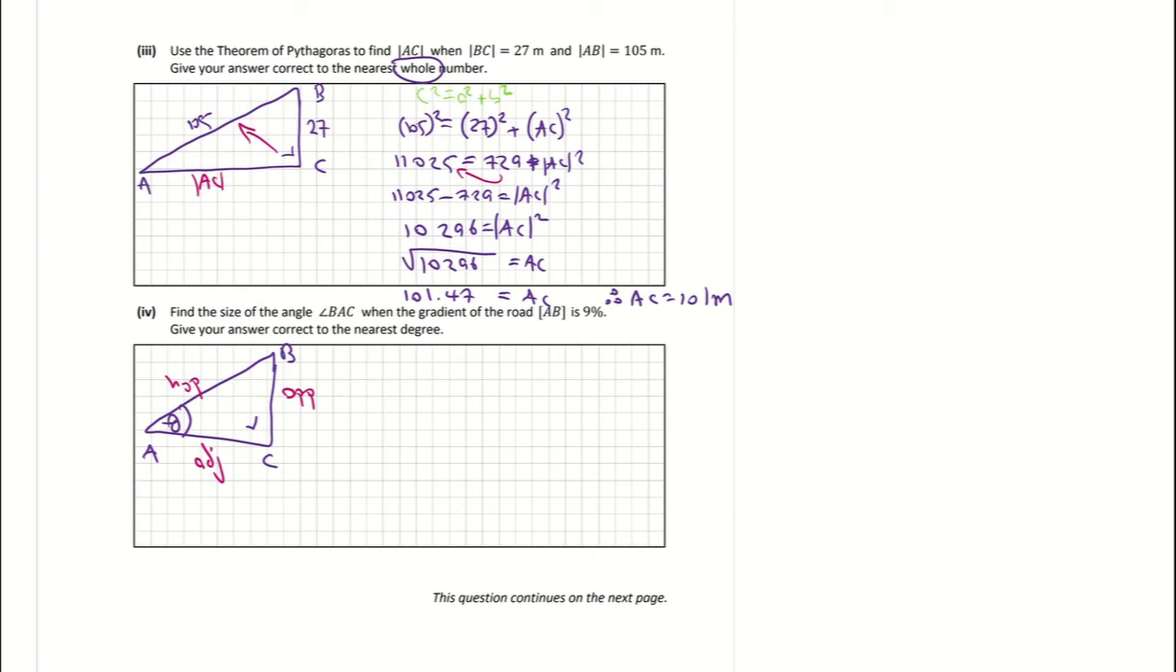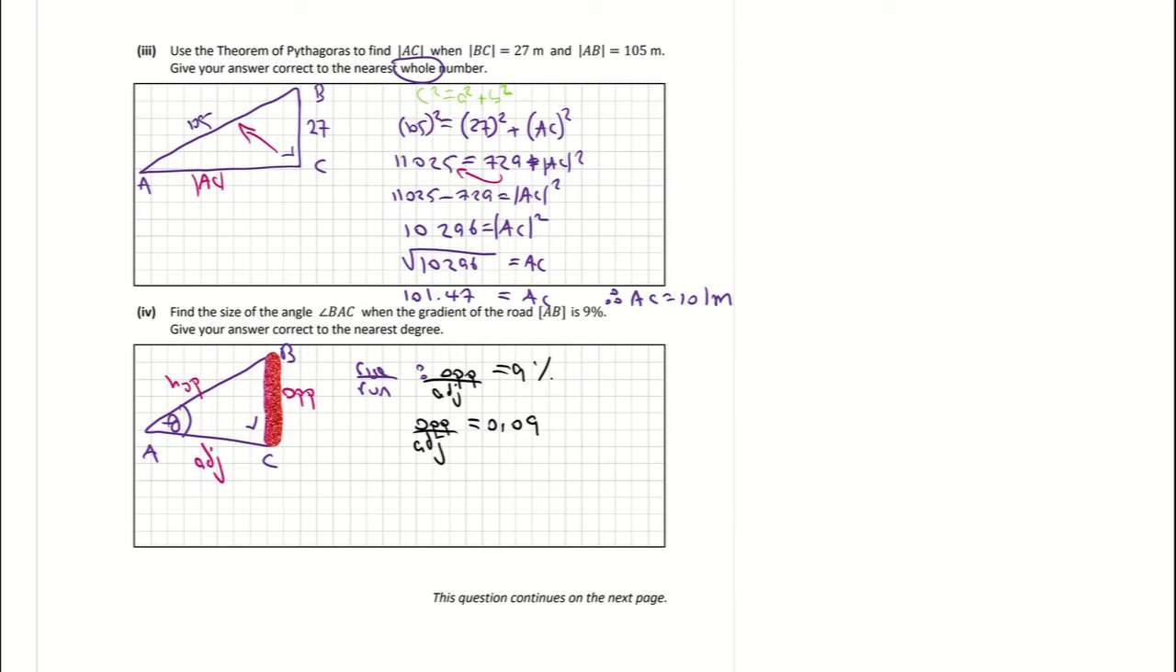And again, remember what's going on here. We keep saying in each question, it's looking at rise over run. Now, rise over run in this question would be rise, which is opposite, and my run would be A to C, which would be my adjacent. So that's going to be the same as opposite over adjacent. And they're telling me that that is equal to 9%, which is equal to 0.09.